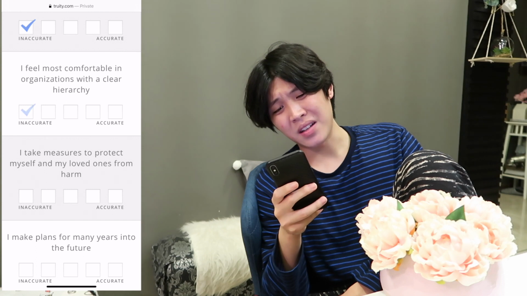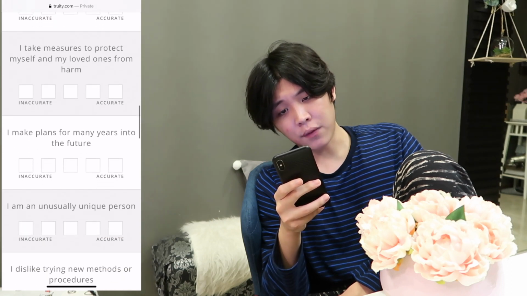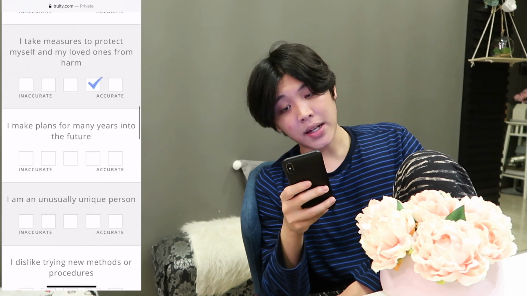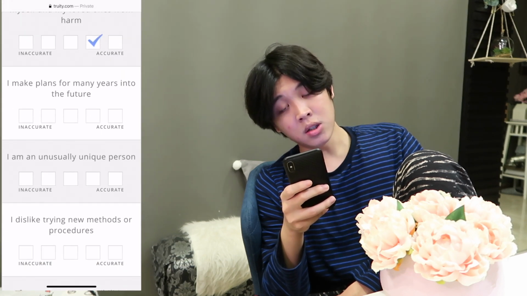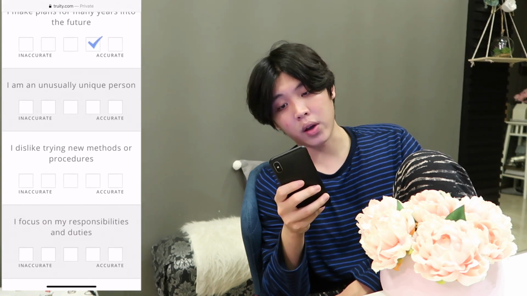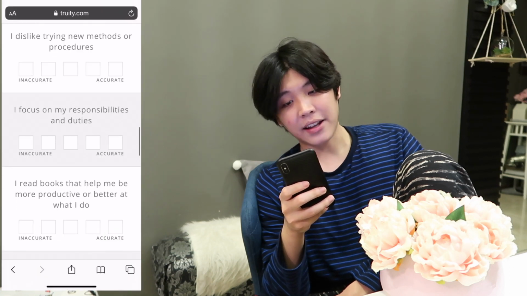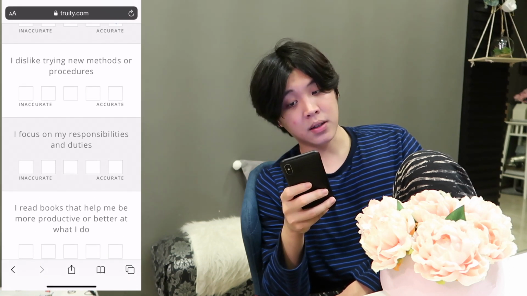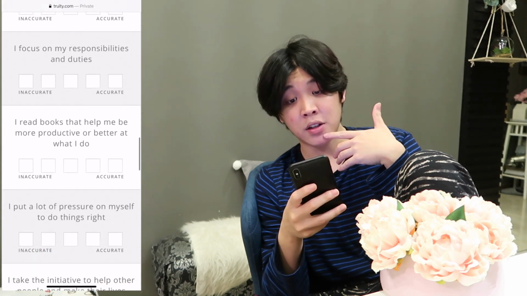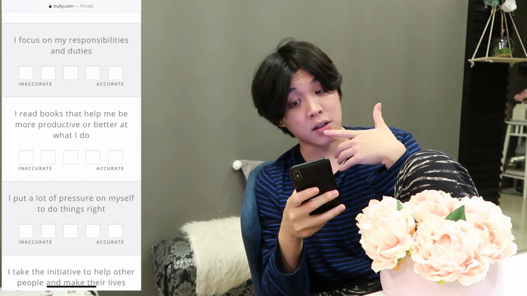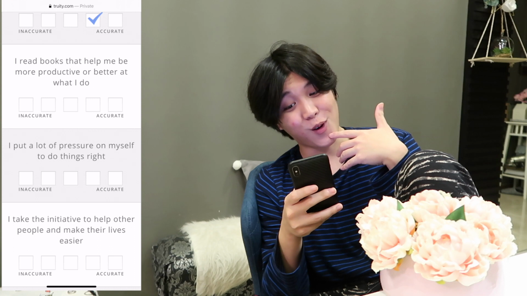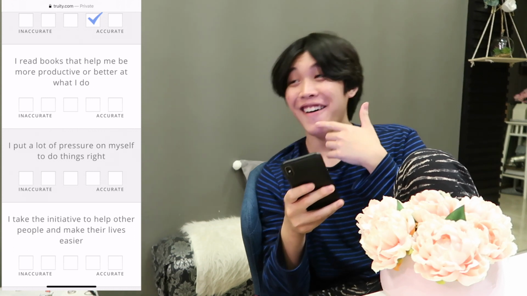So, no way. I take measures to protect myself and my loved ones from harm. A little bit. I make plans for many years into the future. Yep, little bit. I'm an unusually unique person. Yeah, oh boy, 150%. I dislike trying new methods or procedures. Not really. I focus on my responsibilities and duties. Kind of. I read books that help me be more productive or better at what I do.